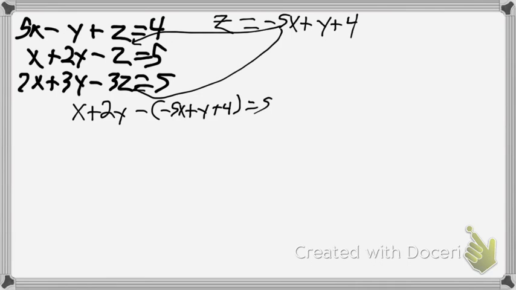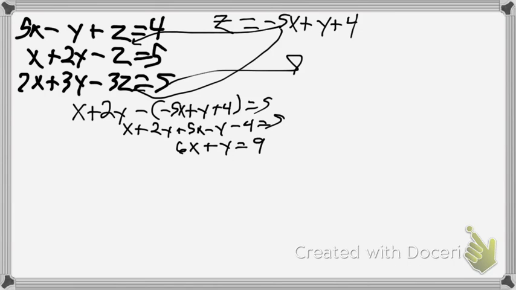I'm going to distribute that negative, and I have x plus 2y plus 5x minus y minus 4 equals 5. X plus 5x is 6x. 2y minus y is y. And I'm going to add 4 to both sides, so it gets rid of the 4 on the left side and turns it into a 9 on the right side.